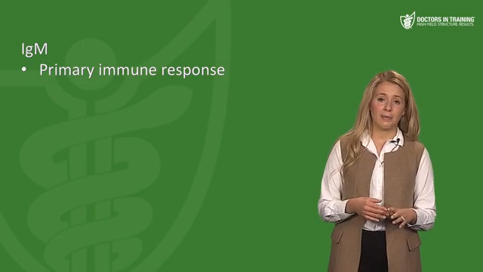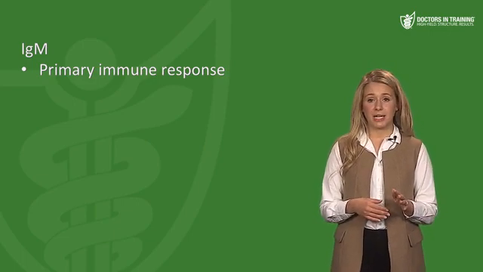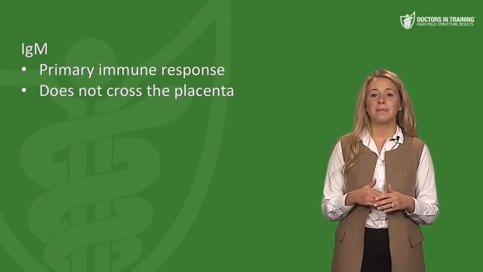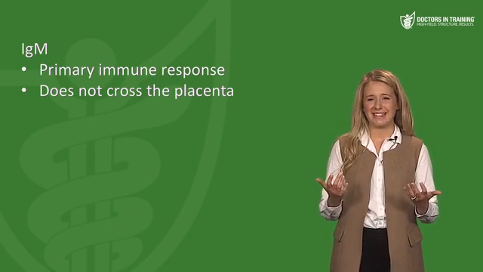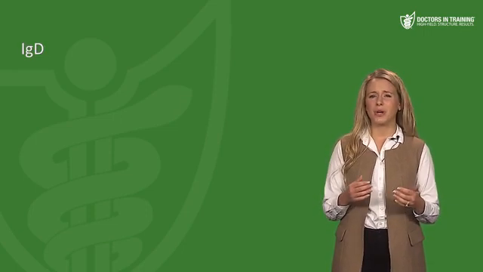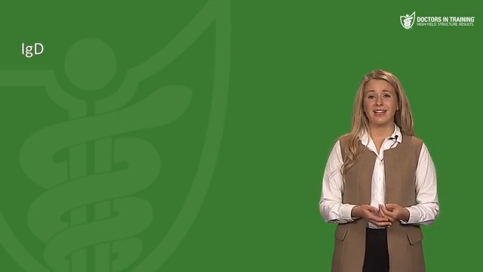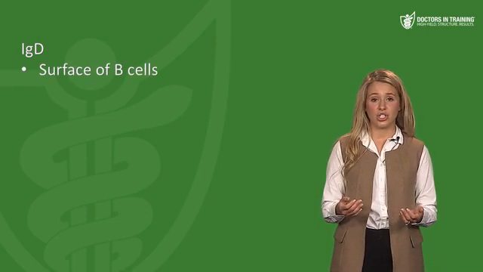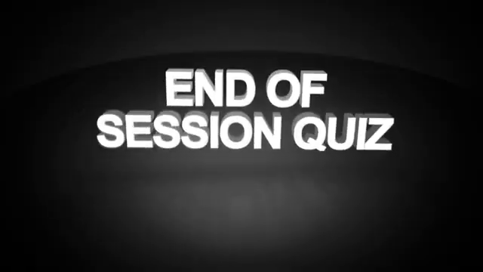The other thing you should know about IgM, that it's different from IgG, is that IgM does not cross the placenta, mainly because that pentamer is just so big, it can't. And then finally we have IgD. We don't really know too much about IgD, except that it's found on the surface of B cells, and there are also very low levels of IgD found in the serum. That's it for antibodies. So now let's work through the end of session quiz.